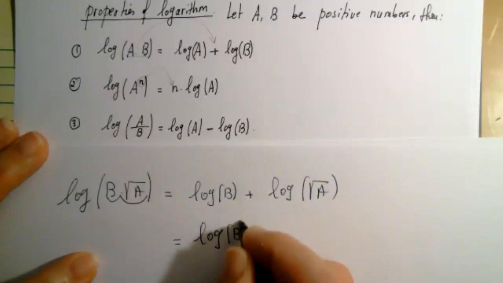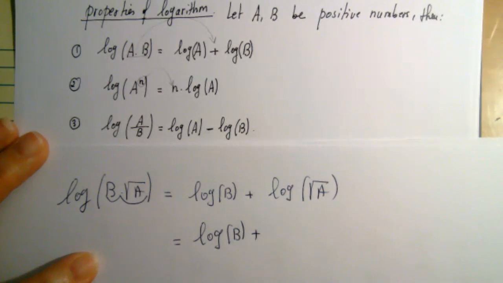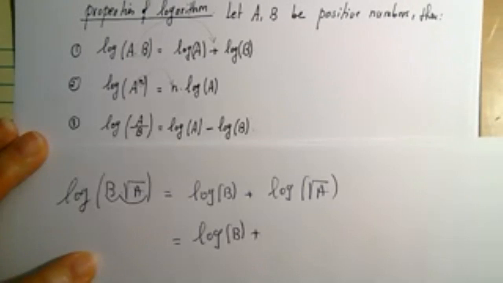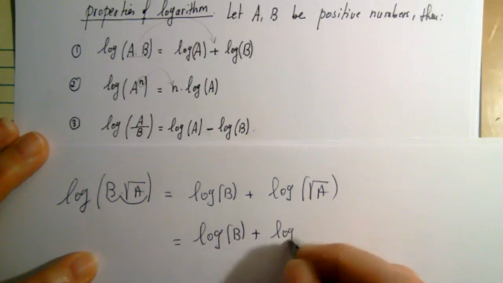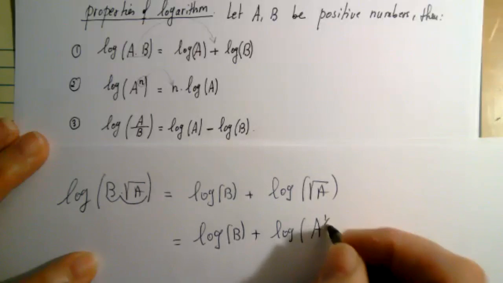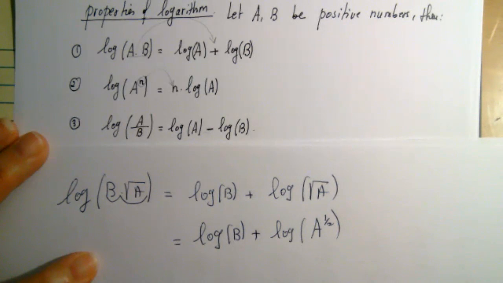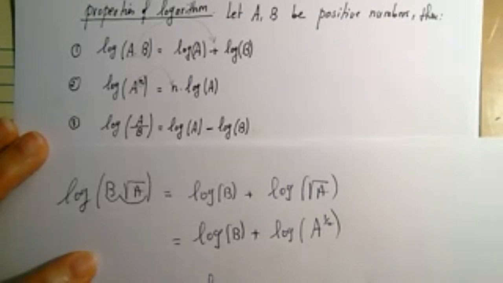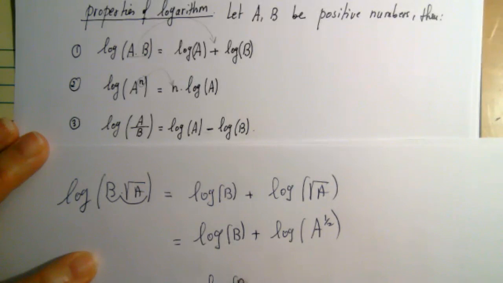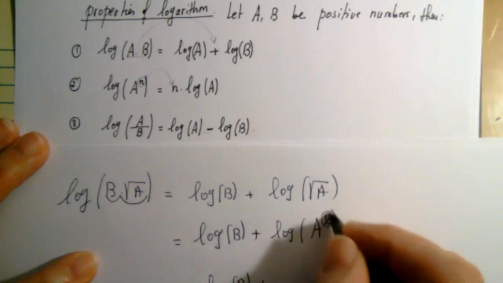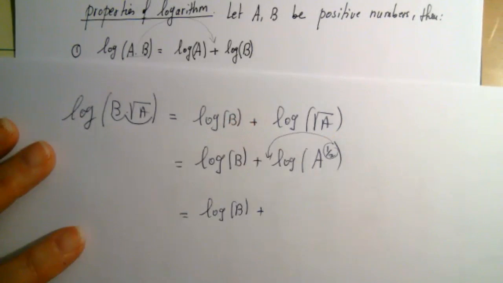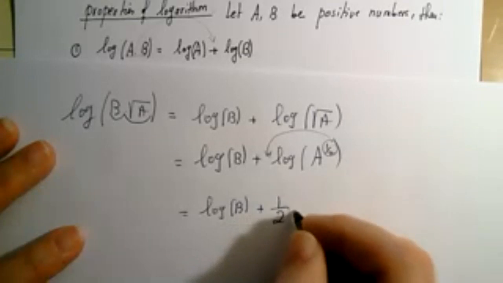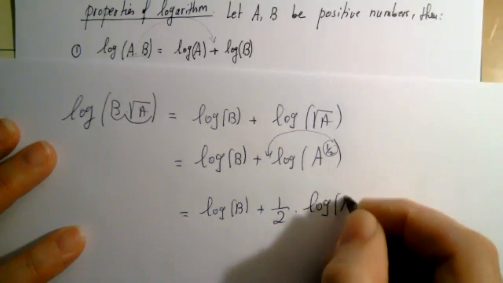So that's the log of b, which I know, but I don't know the log of the square root of a. I know the log of a. So now we're going to use what we know, that this is a to the power 1/2. Now that I have my exponent, I can bring it down, and this gives me 1/2 times the log of a.